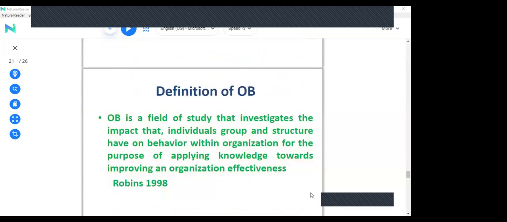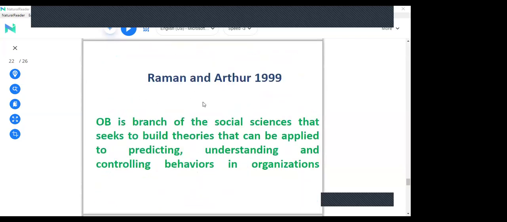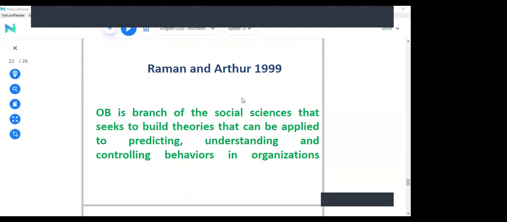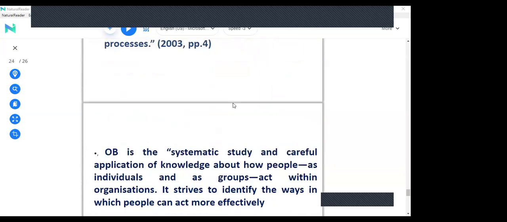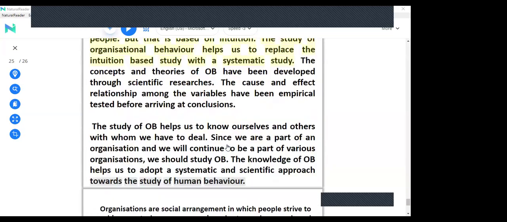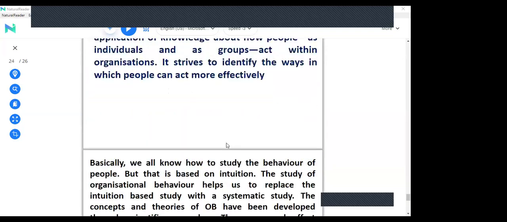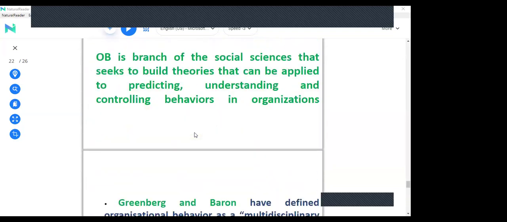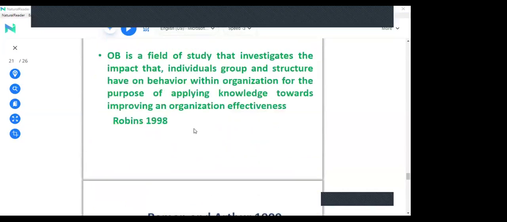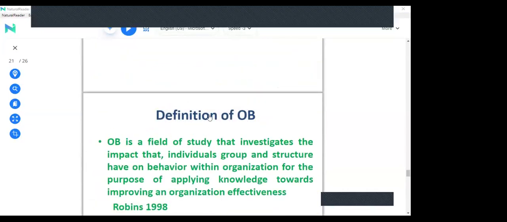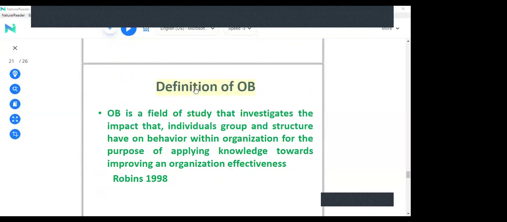Now I move to the point, the definition of OB, that means organizational behavior. We have definitions from Raman and other authors, a few lines or points that define it. We can call it a theory, but just listen to it, then compare it.